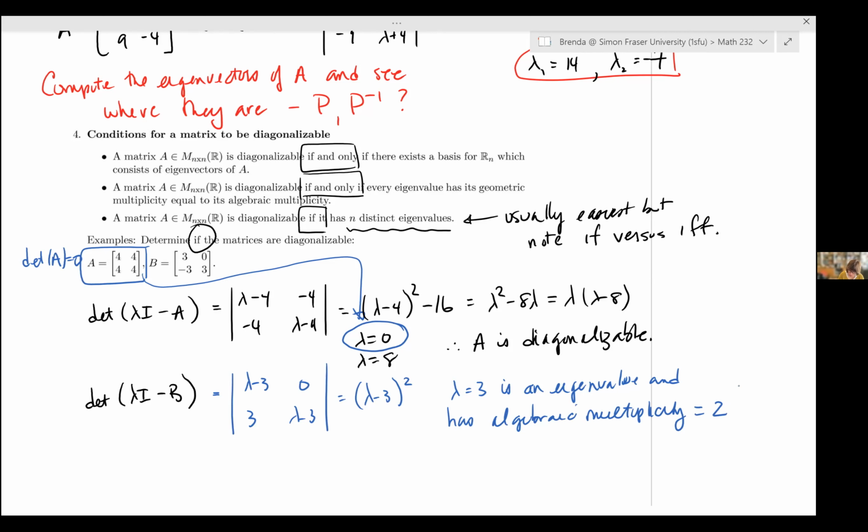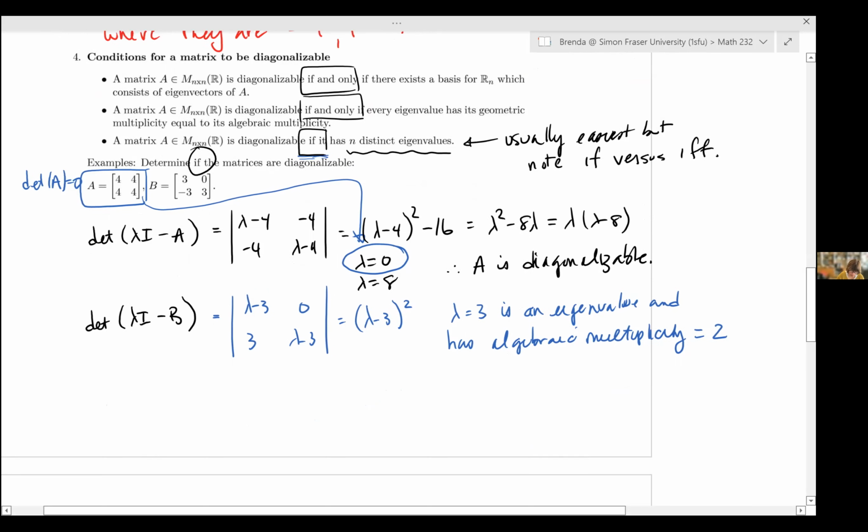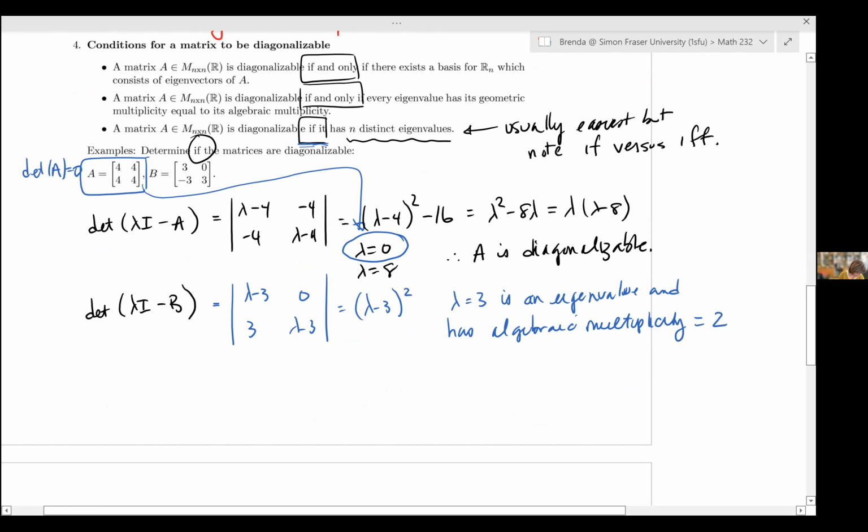Okay, so I see that it only has one distinct eigenvalue, but I don't assume that it's not diagonalizable yet, because this does not go the other way. So we have to be cautious. So now what I'm going to do is find the eigenvector associated here.